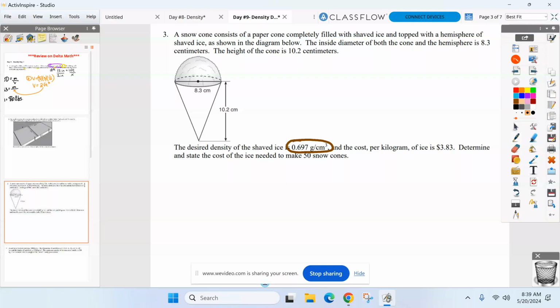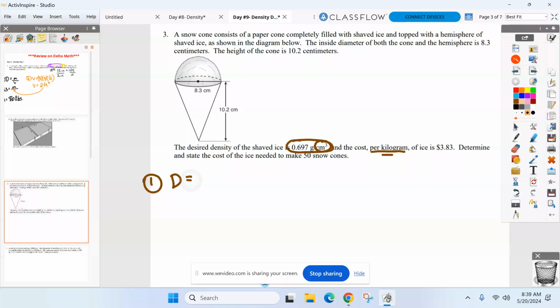See what they charge us for ice? They charge us per kilogram. But when I find the weight of the cone, look at your density. It's going to be in grams. Does everybody see that? We don't worry about that until the end. The only thing we change right away is the units on the figure, if I need to. And I don't here because they're both centimeters. All right, so let's go.